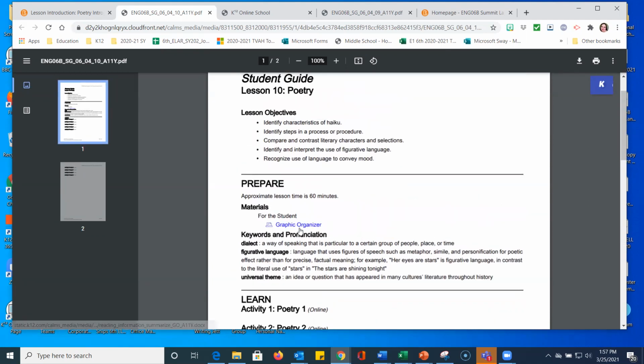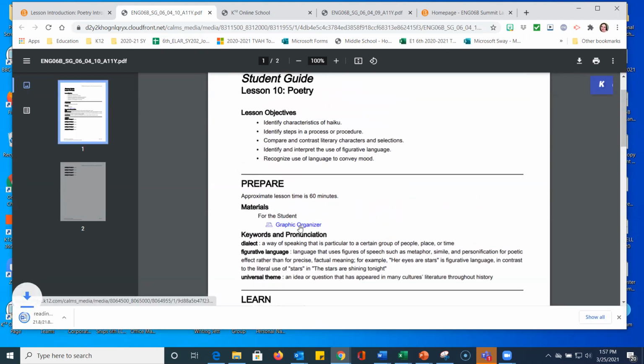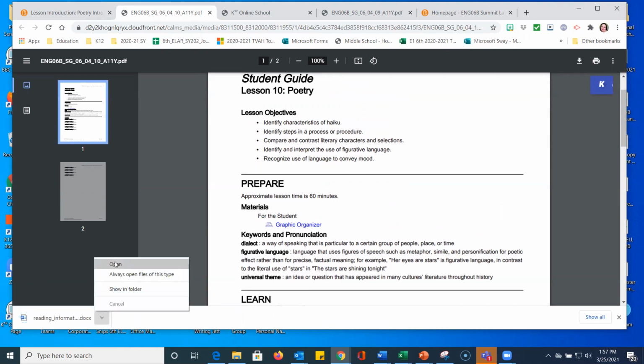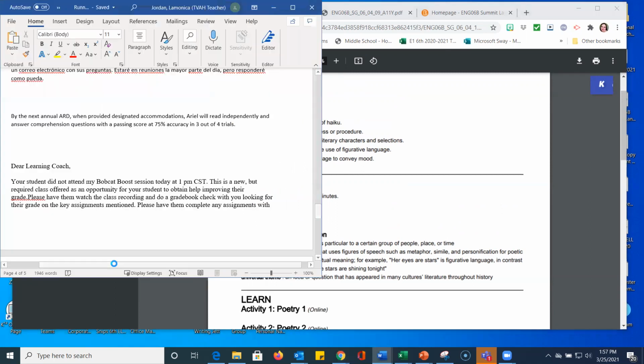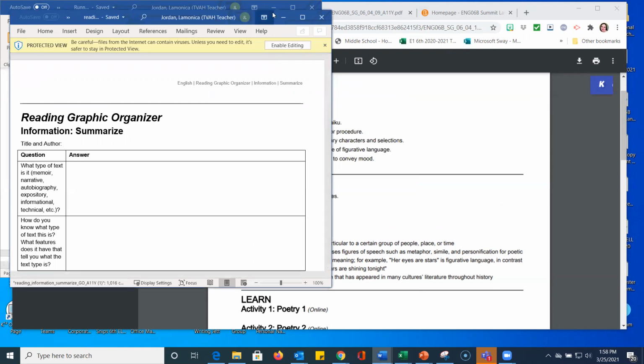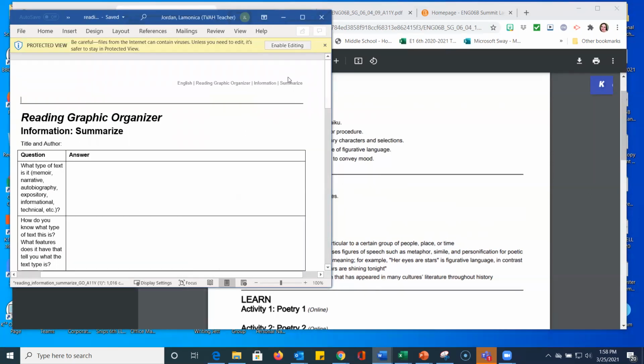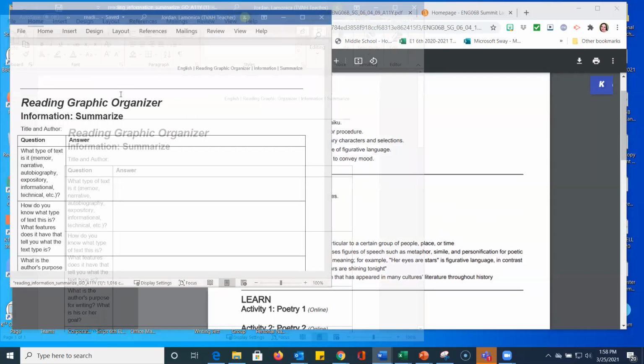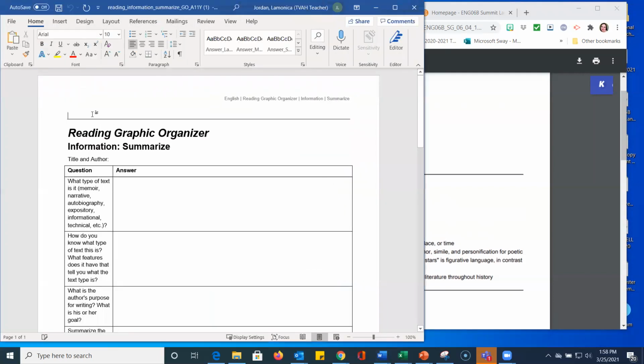And that's all, but I'm going to go ahead and download this graphic organizer, so I'll have that ready to fill out later. And we click open. And we are going to, hold on, we're going to enable editing. We have to get rid of that yellow bar so we can type right into it. Put our names, maybe the date if you'd like, and I'm just going to move this off to the side.